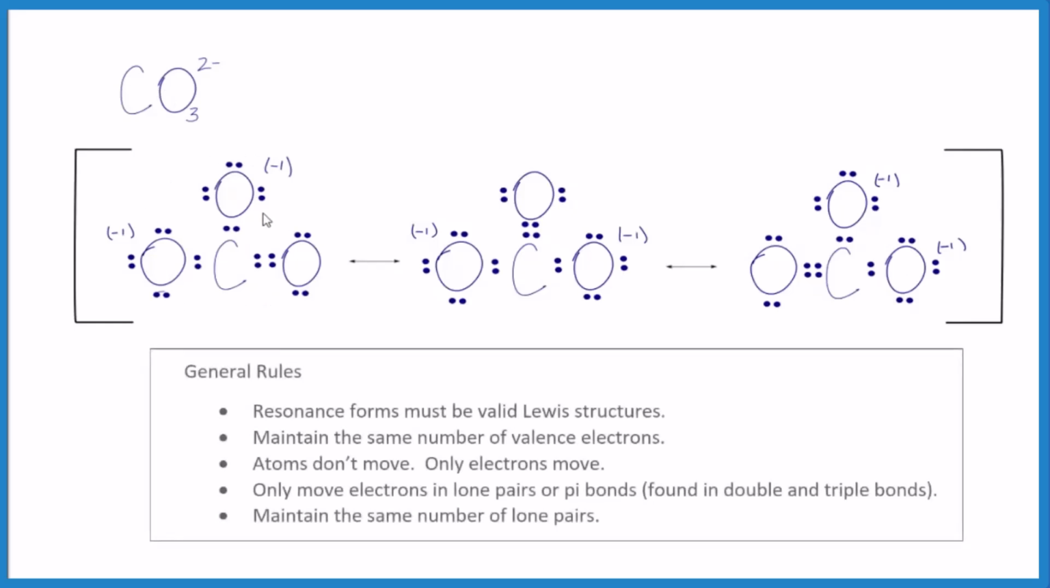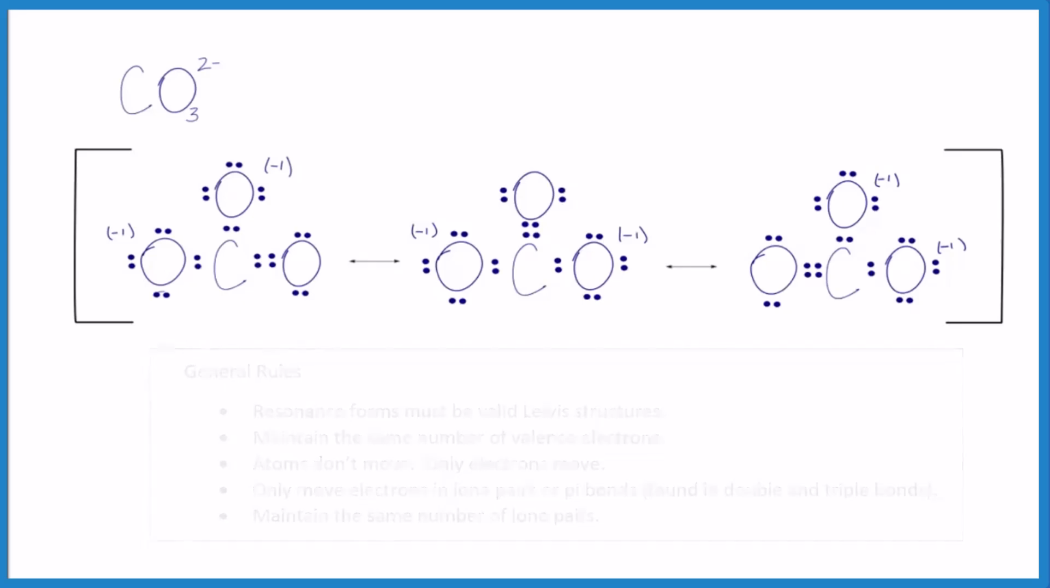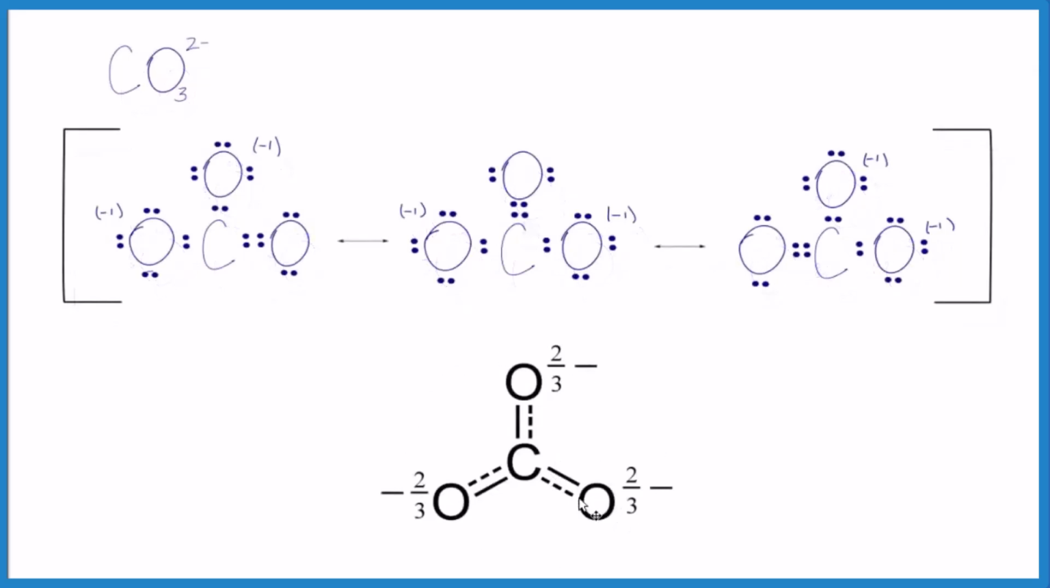Note that we have the same number of valence electrons in each structure. Everything has an octet, they're valid Lewis structures, and we didn't move any atoms, we only moved electrons. Understand that these arrows, they don't mean that we're switching back and forth. These are all just three different ways to look at the same structure for the carbonate ion. In fact, the actual structure is an average of the three. That might look like this. You can see with this representation, we really just have an average of these three here. This is Dr. B with the three equivalent resonance structures for CO3 2-, and thanks for watching.